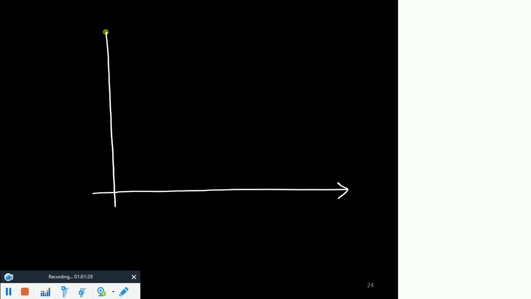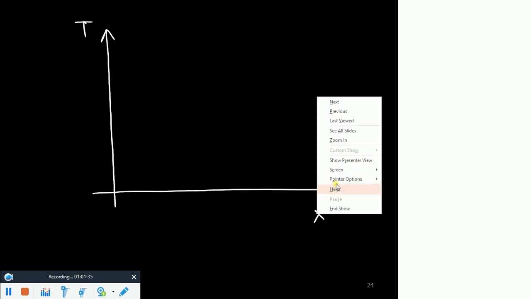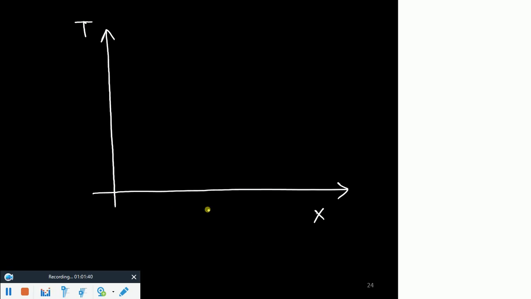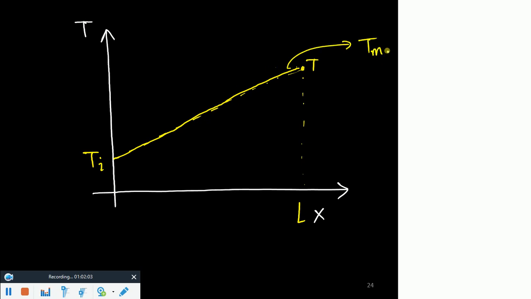So if this is the relationship, let me make it more clear. Let me plot it on a bigger screen. Now this is temperature and this is length x. For mean temperature, this is the line where we started from Ti, we went up to like Te at L. Now this is L. So you can say this yellow line is describing the variation of Tm, right? This yellow line is representing the variation of Tm.